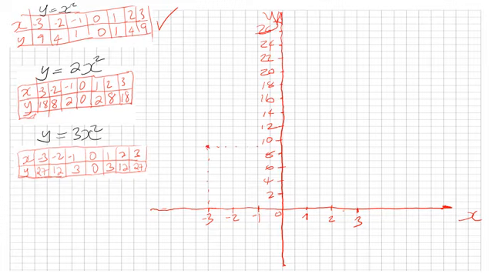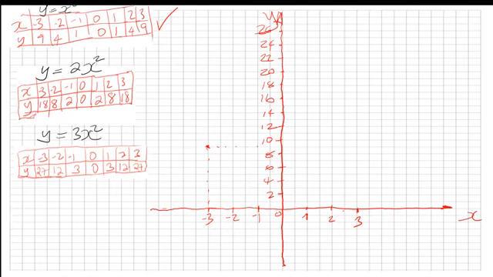That is where they are meeting. -2, 4. So it's here. Then -1, we have 1. We have 1, -1 on the x-axis, we have 1 on the y. So it's here. And this is 0. 0, 0 is there.